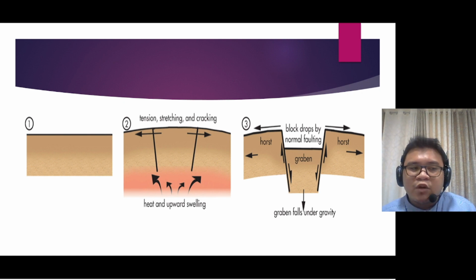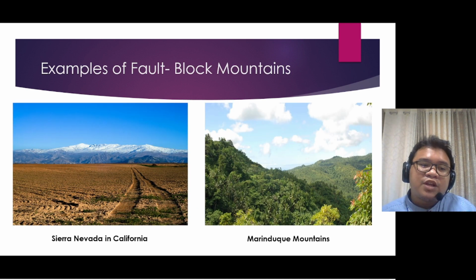So number one is just a normal crust, and when number two happens, where tensional forces are applied on this crust, the tension that is experienced causes stretching and cracking on the surface of the rocks. And as it happens, the middle portion of the crust, which we call the graben, falls under the influence of gravity. And as a result, the horst becomes elevated, forming a fault block mountain. A good example for this is the Sierra Nevada in California, and the Marinduque Mountains, of course, in our very own Philippines.